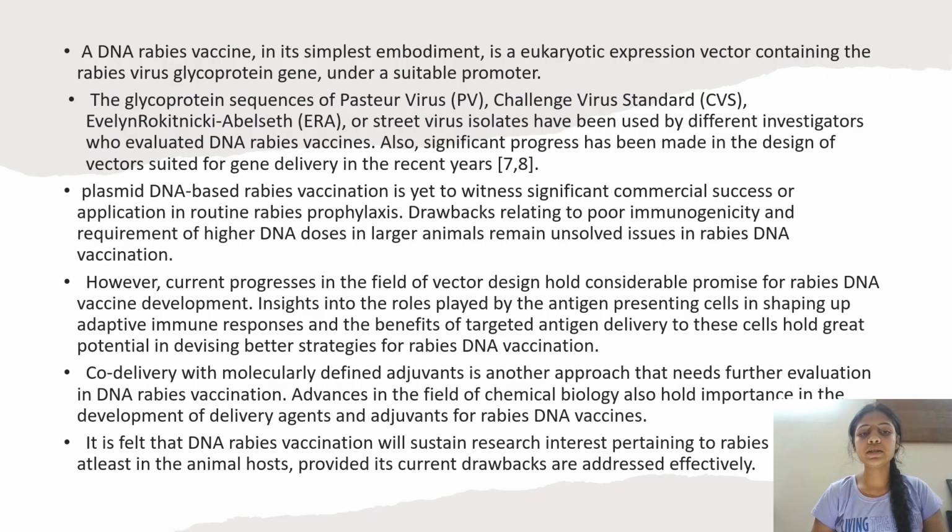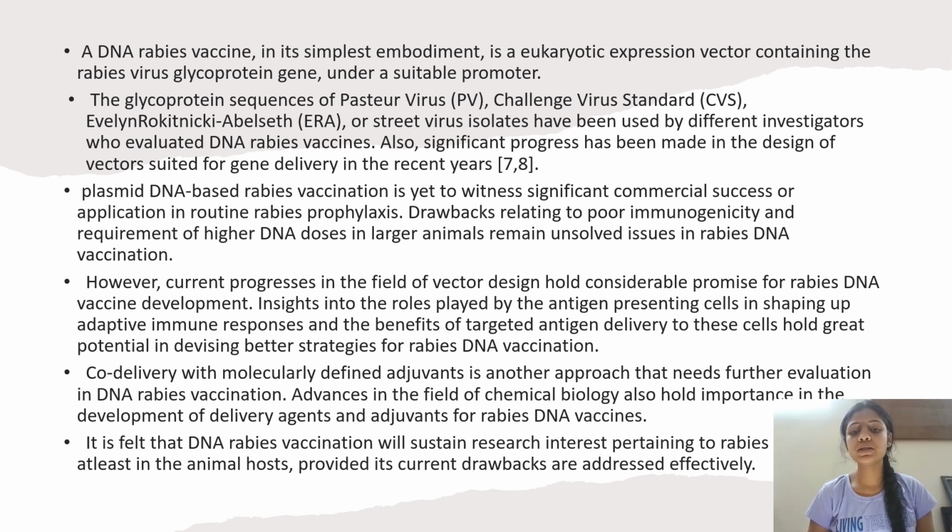A DNA rabies vaccine, in its simplest embodiment, is a new eukaryotic expression vector containing the rabies virus glycoprotein gene under a suitable promoter. The glycoprotein sequence of Pasteur virus is PV. Challenge virus standard stands for CVS. Evelyn Rokitnicki Abelseth, ERA, or street virus associated have been used by different investigators who evaluated DNA rabies vaccines.